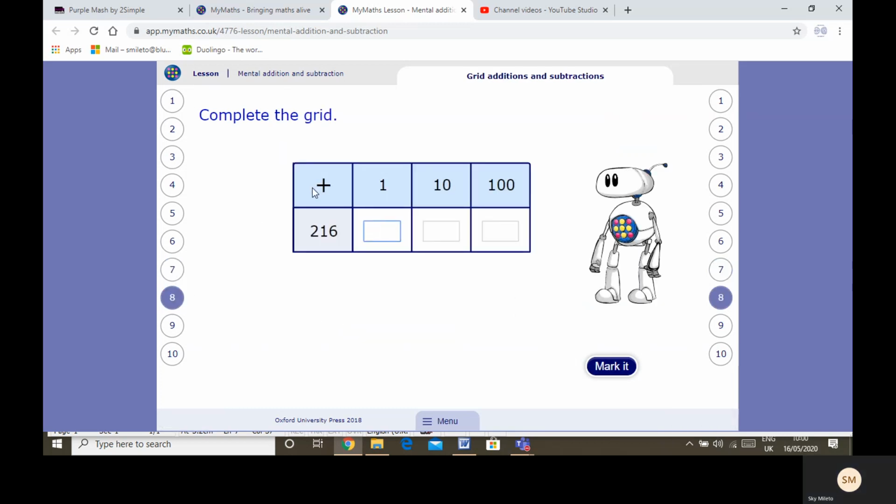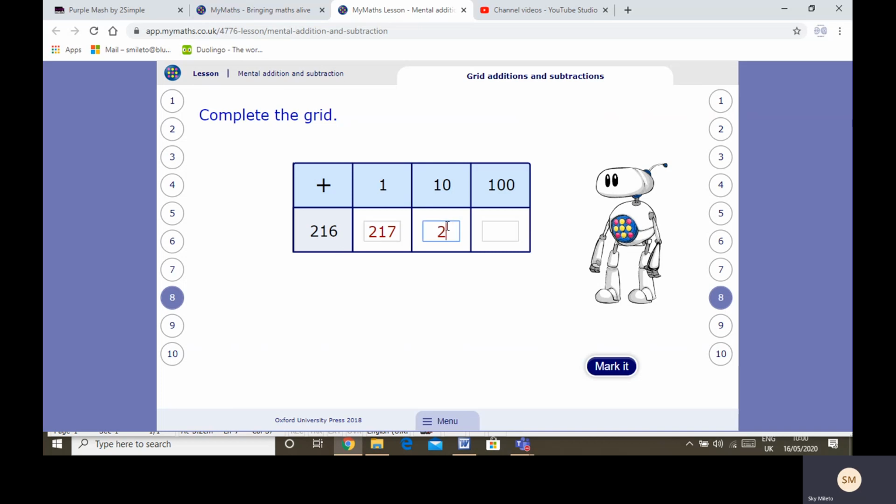So here we're just breaking it down. 216 plus 1 would be 217. We know that the ones are changes. This one, it will be the tens that changes. But remember the ones, it won't be a 7, it will be a 6. So it will be the tens changing, but the 2 and the 6 will stay the same.